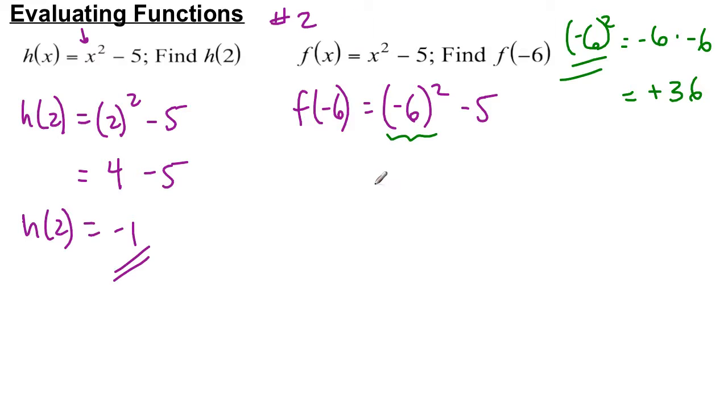So we have positive 36 minus 5. So f of negative 6 is equal to 31. That's our final answer. Do you understand how to work with the second problem type when you see x squared? Pretty much the same thing, just don't forget the squared.